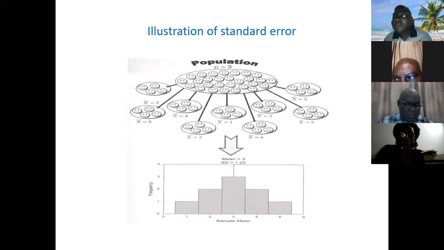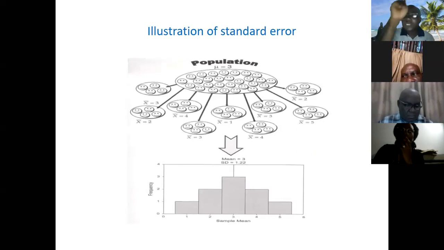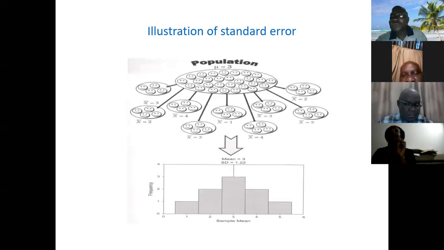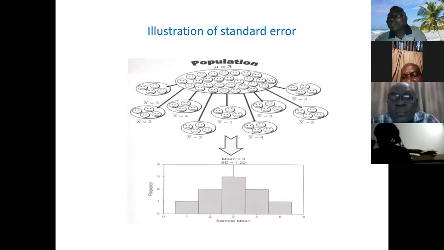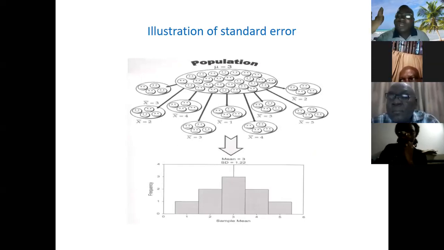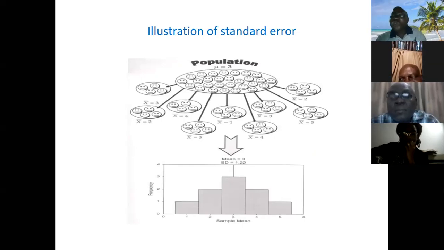And it is believed it is equal to the standard deviation of that attribute in the population. That is why some people, when asked what standard error is, say population standard deviation. It's not true. It is just believed to be equal to the population standard deviation. Standard error is the standard deviation of the sampling distribution. But it is believed that it is equal to the standard deviation of the attribute of the population.